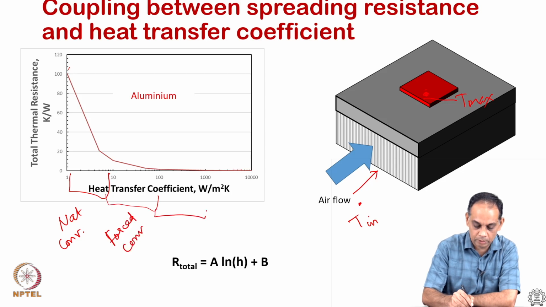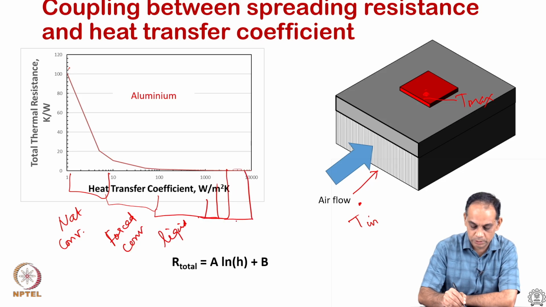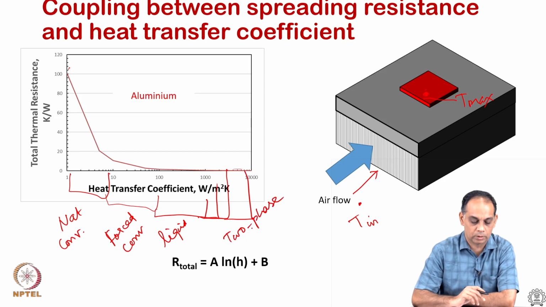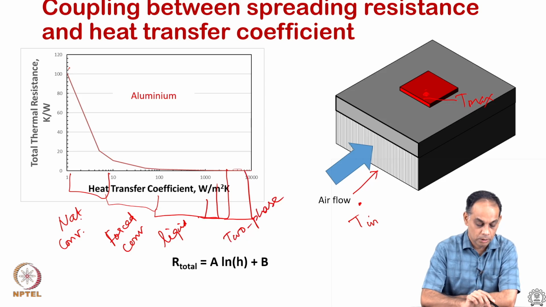And here we need to go for liquid water or liquid cooling, and beyond, up to let us say 2000 or 3. Beyond this, it is two-phase cooling, where your boiling flows occur or some sort of phase change occurs. So, you can see that we have gone to higher cost solutions.